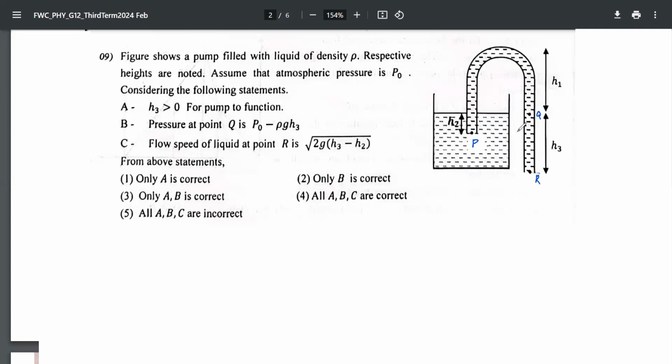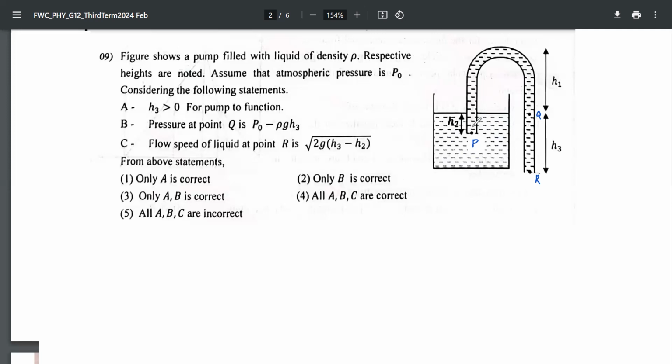What is the principle behind this question? It's Bernoulli's principle. They have given height, density and pressure, right? And whenever you want to apply Bernoulli's principle, what do you need? A streamline. Very good. You need a streamline, so you need to figure out a streamline.